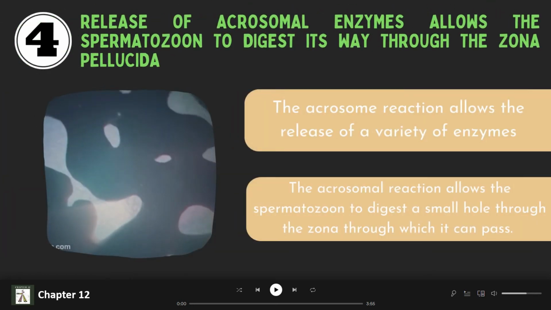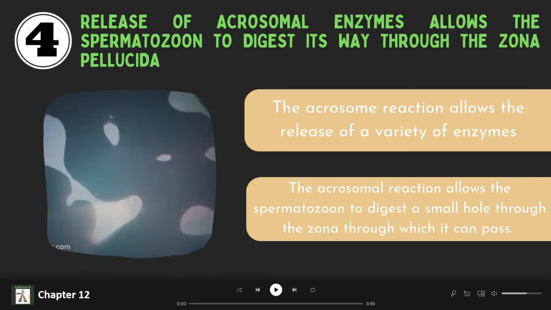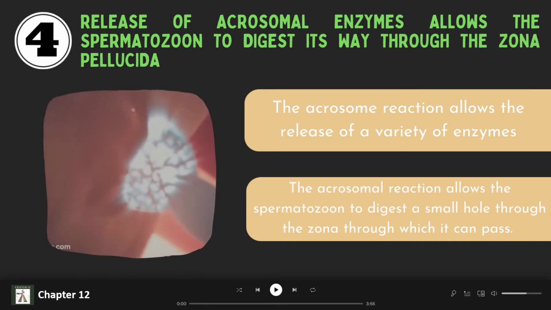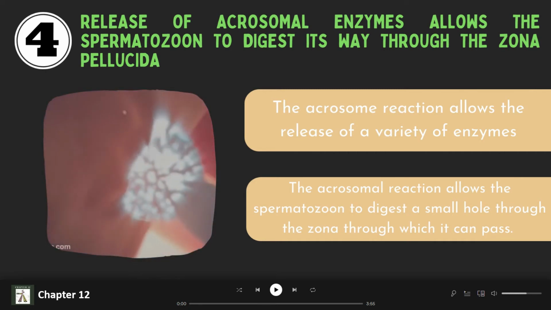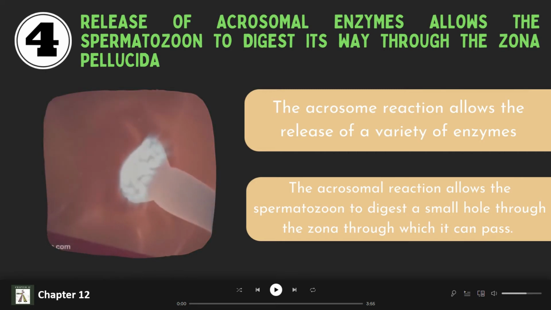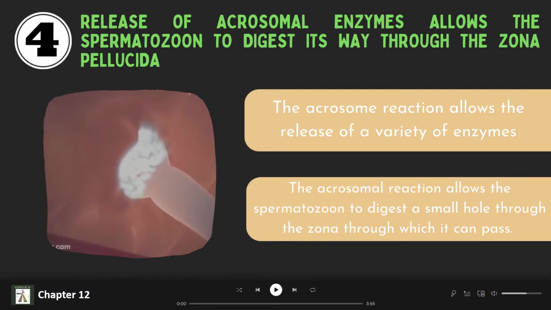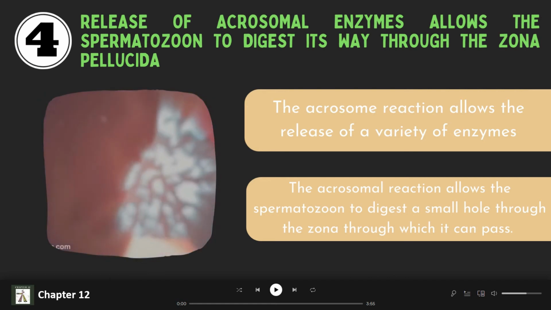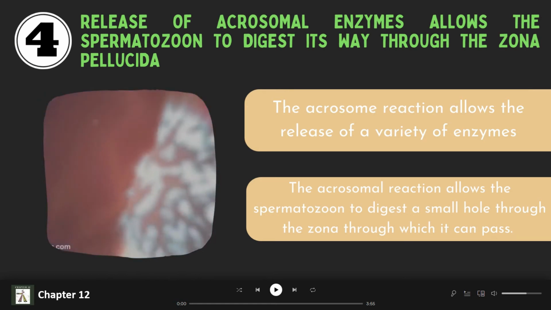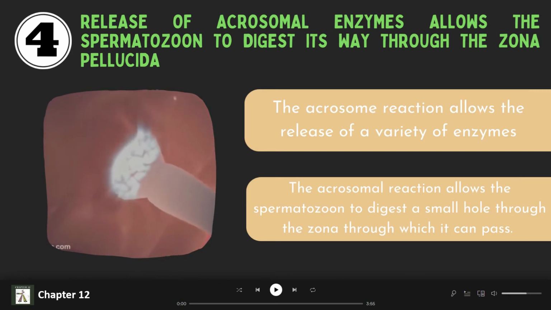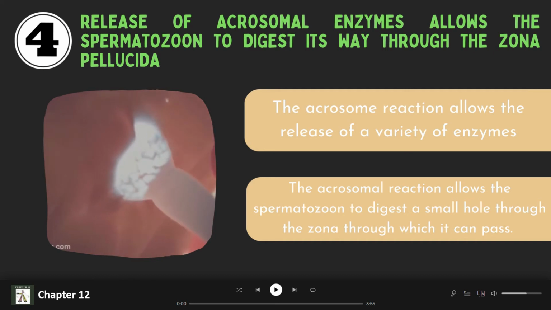Next is the release of acrosomal enzymes. Following attachment to the zona pellucida, the acrosome reaction allows the release of a variety of enzymes. Acrosin, released from spermatozoa during the acrosomal reaction, hydrolyzes zona proteins as well as enhances the sperm's ability to bind the zona. The acrosomal reaction allows the spermatozoon to digest a small hole through the zona through which it can pass.